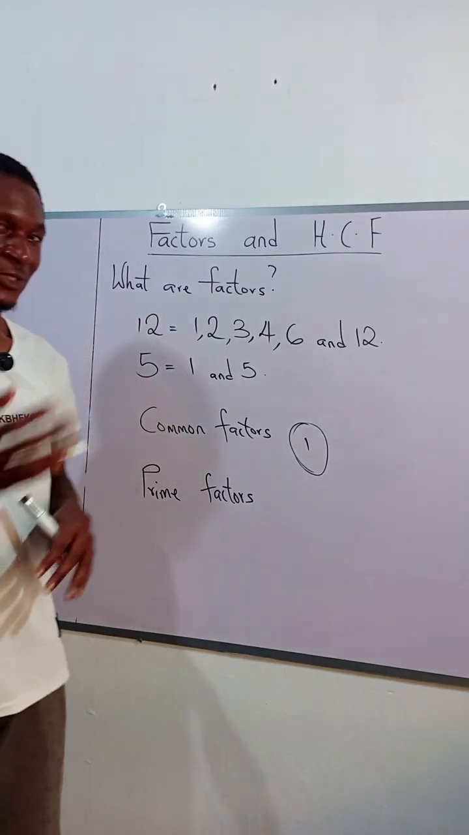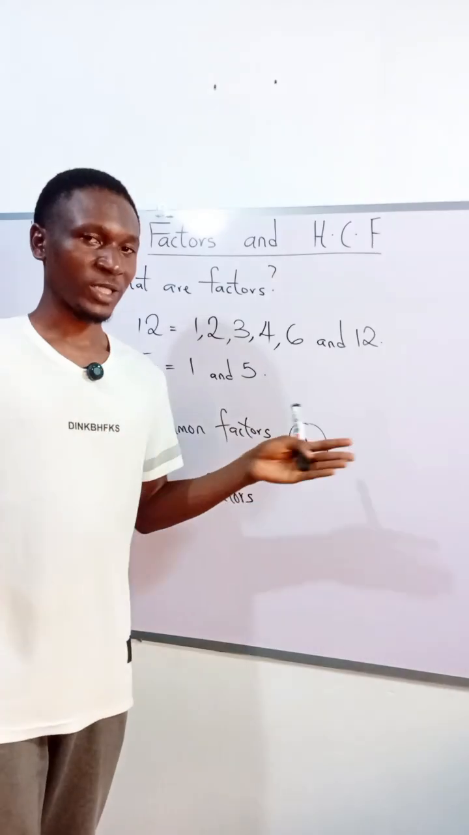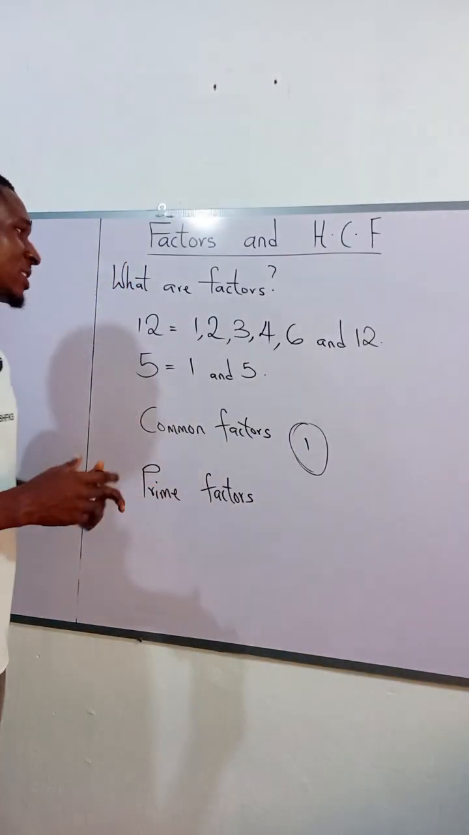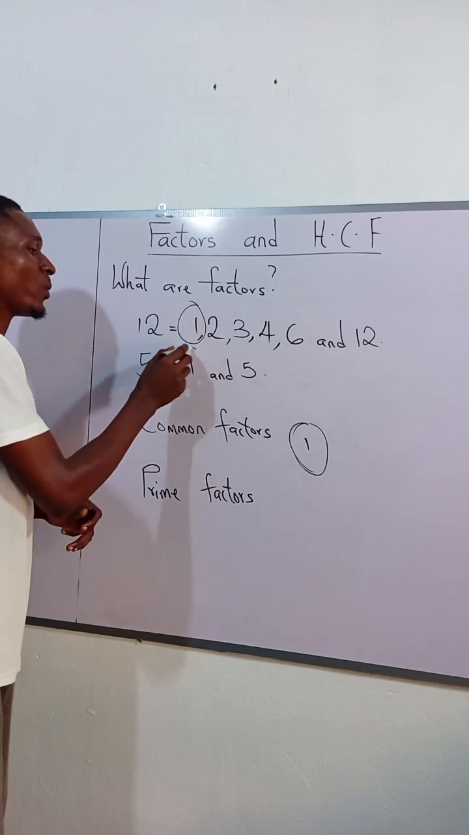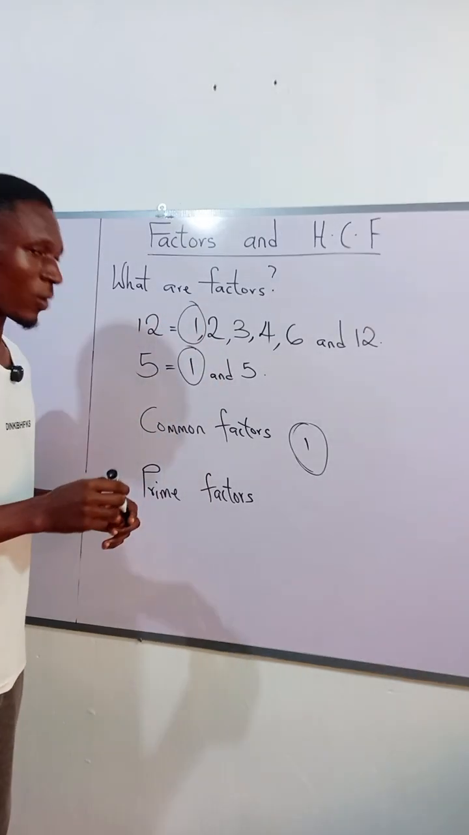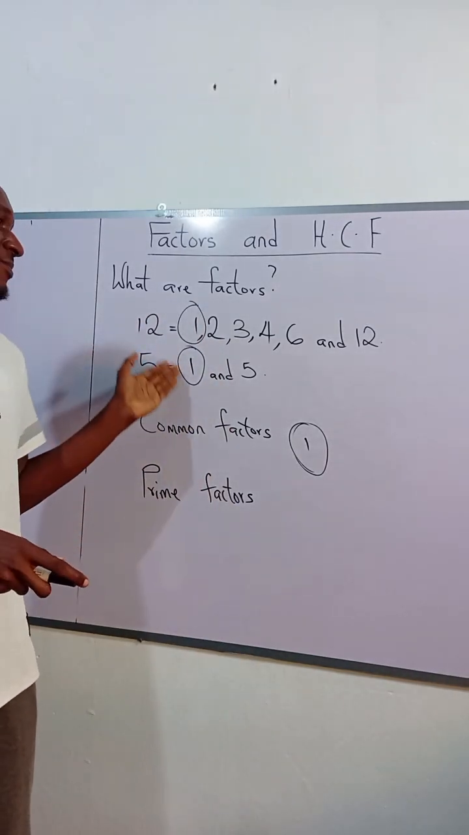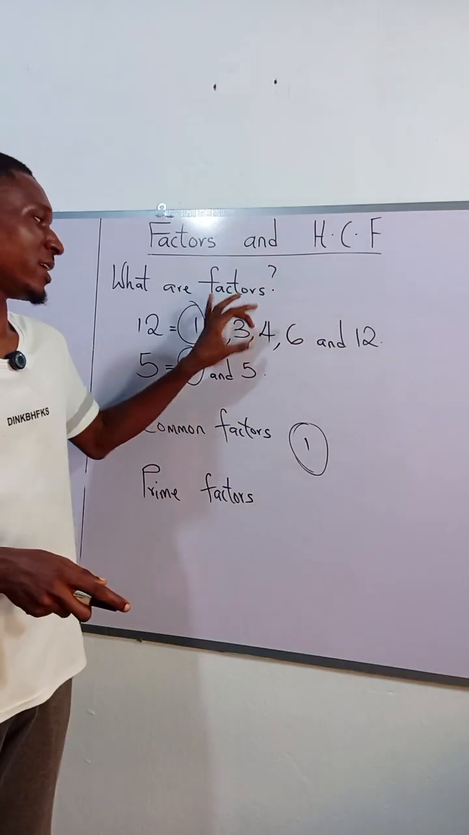So common factors are factors that are shared by 2 different numbers. For example, here, what are the common factors? You can see we have 1 here and we have 1 here. So 1 is the only common factor we are having here. We don't have any number that is here and here again.